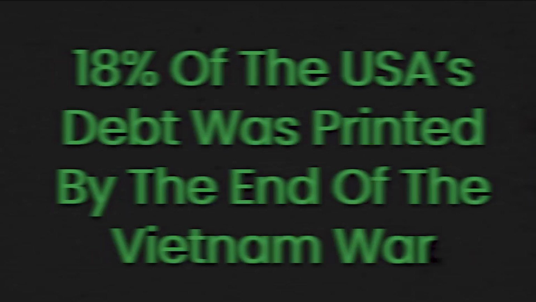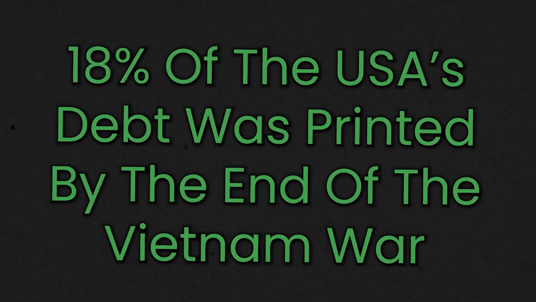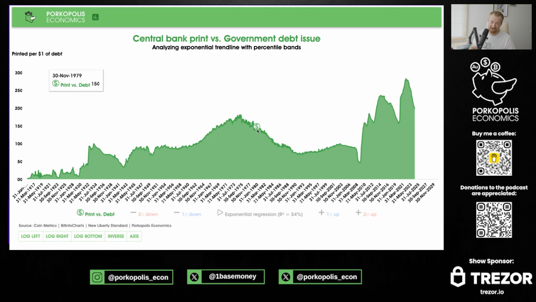So for every dollar that the United States Treasury had issued in debt at the end of the Vietnam War, the Federal Reserve had printed 18 cents of that dollar. For every dollar, so 18% of the United States debt was printed by the end of the Vietnam War. And it only took going from, by the way, 18 cents to about 14 or 15 cents in 1980, 1981 for Paul Volcker to raise interest rates up to 20%.